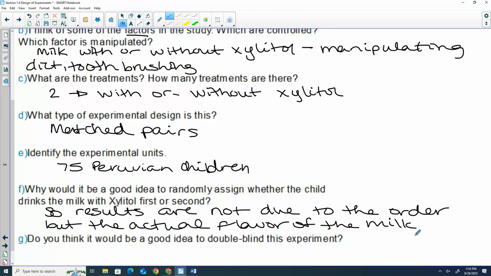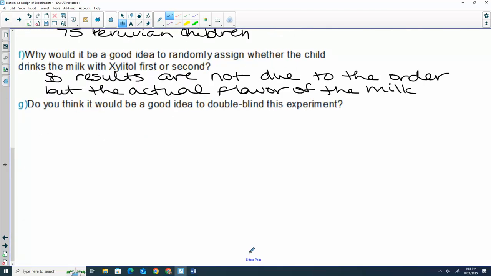Maybe, maybe not. What if Anna's a researcher that's really trying to push xylitol, and she knows that xylitol is in this cup? Could she be like, okay, drink this cup of milk. Hey, all right, this one tastes really good. Could she say something that might lead the kid to be more likely to say, oh, I like that cup better? Yes. So it kind of depends on the researcher's stake in it. Do they have a reason to really want the kid to like that cup? But it could be a good idea just so that the researcher themselves doesn't influence the answer, so that it's really due to how the kid feels.